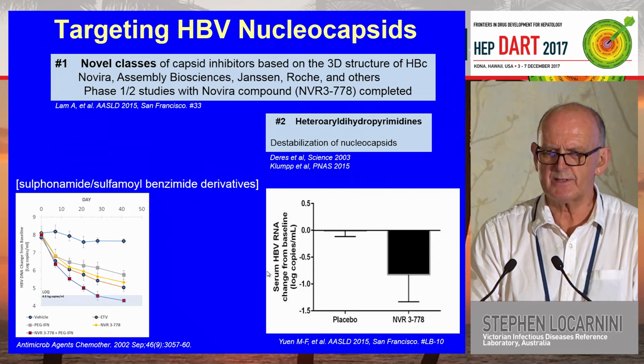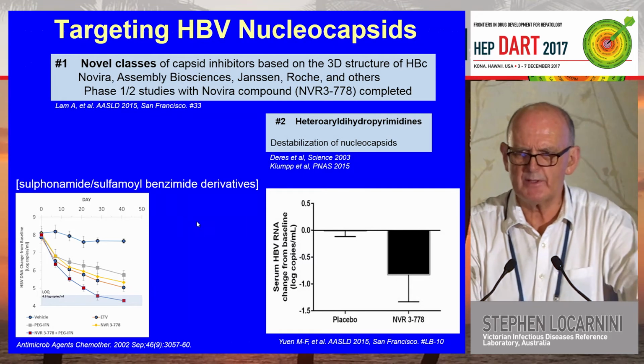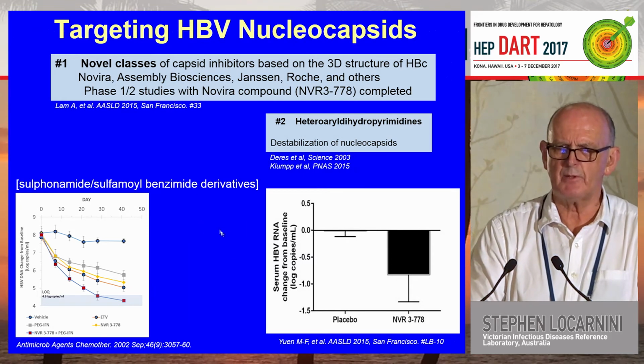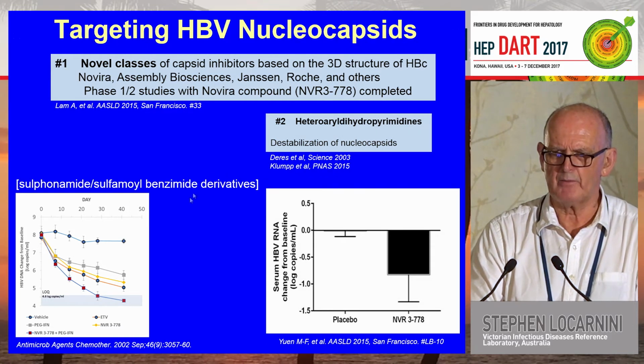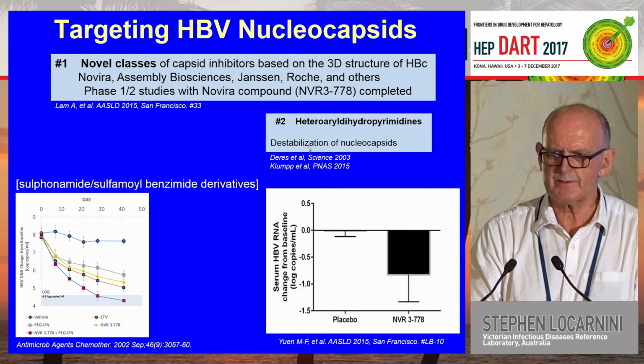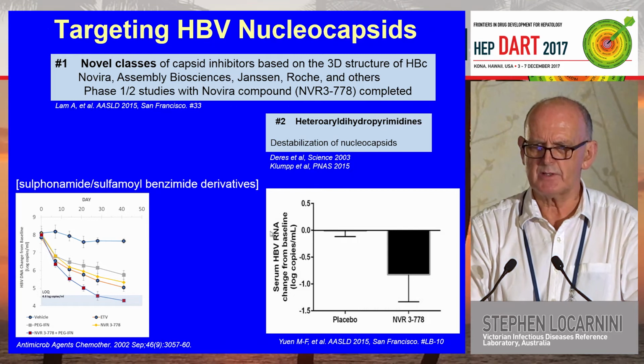And we'll come back to this in a few minutes, but just to put it in context of the presentation, there are a number of capsid inhibitors being developed by companies at the moment. The sulfamoyl benzamide derivatives, obviously taking the lead because of their better bioavailability, and the HAP compounds, which have a long history going back from Bayer into the early 2000s.